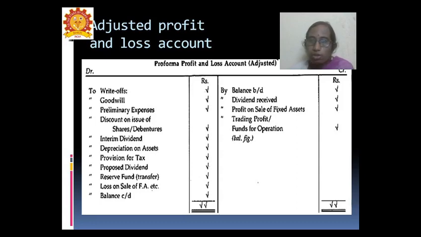The opening balance of the profit and loss account has to be shown in the credit side, and the closing balance has to be shown in the debit side, from which we are able to arrive at the balance, which is going to be the funds from operation or the funds lost in operation. Normally we get only the funds from operation, which is the profit for the business.